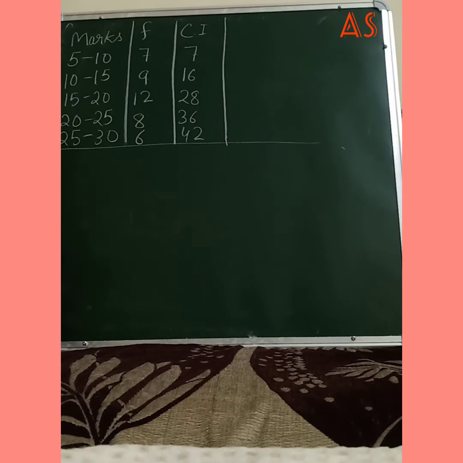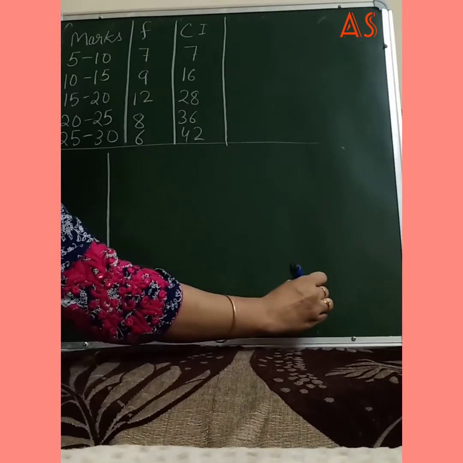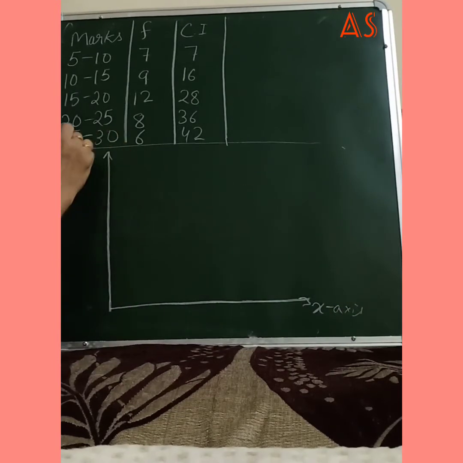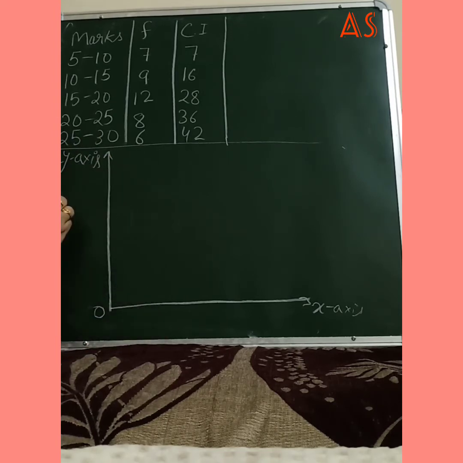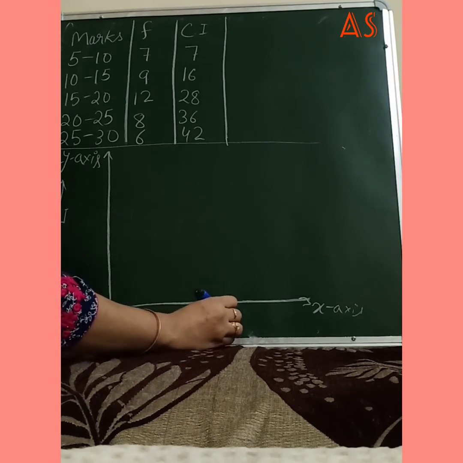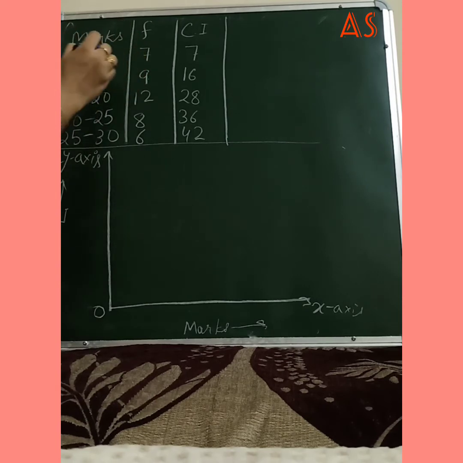After the cumulative frequency we have to draw the graph. For the graph we have to draw the x-axis and y-axis. This is the origin. This side is cumulative frequency and this side is our marks. So we will take a simple graph scale. We are taking the graph scale. Now here 5 to 10, 10 to 15.